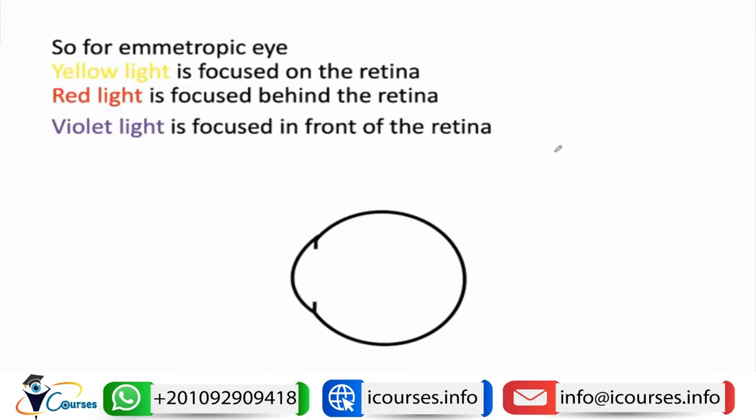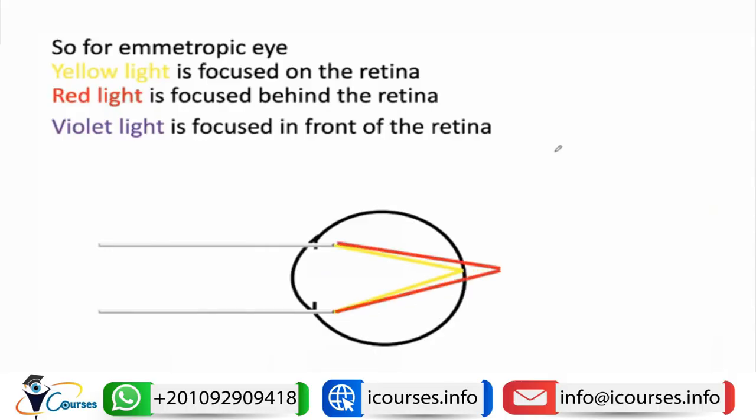How can we apply this to the eye? If a white light enters inside the eye like this, then the yellow light will be focused on the retina, while the red light will be focused outside the retina, so it will be behind the retina, and the shortest wavelength, which is the violet light rays, will be focused in front of the retina. Again, the red light will be focused behind the retina, the violet will be focused in front of the retina, and the yellow will be focused on the retina itself.